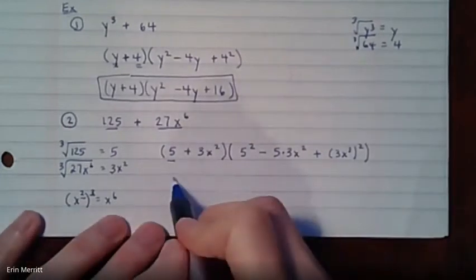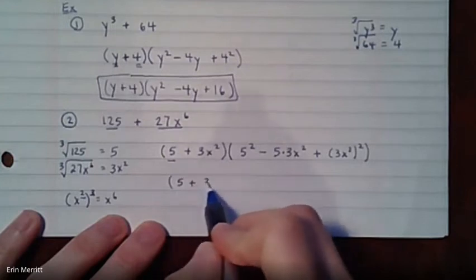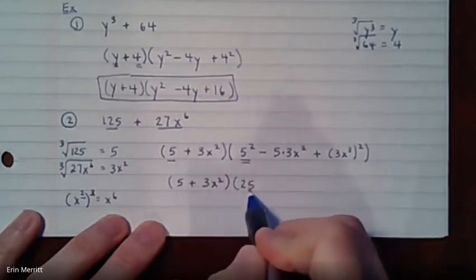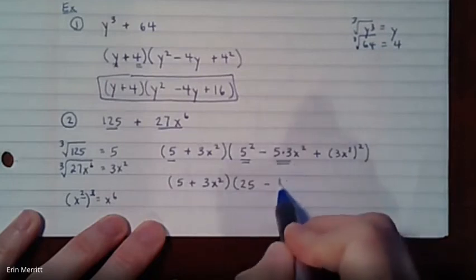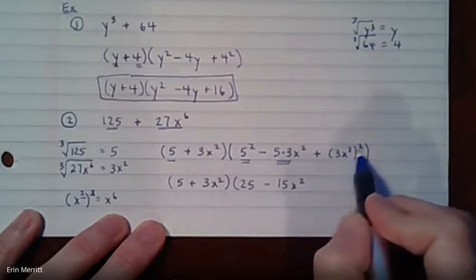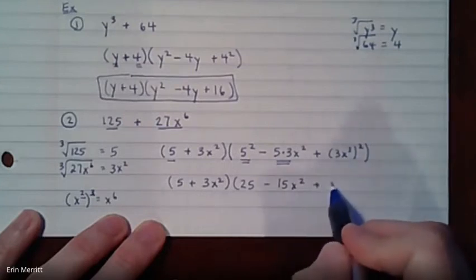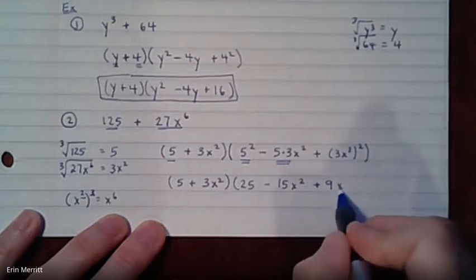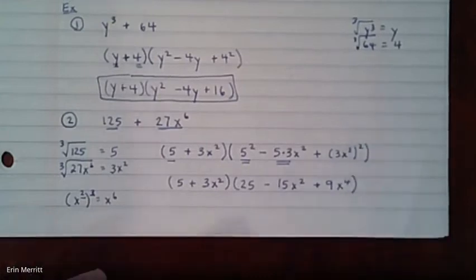All right, now let's clean it up. This will give me 5 plus 3x squared. 5 squared is really 25. The product here would then be 15x squared. And now 3x squared means I square both parts. So the 9, and then x squared, power raised to a power I multiply, so it's x to the 4th.